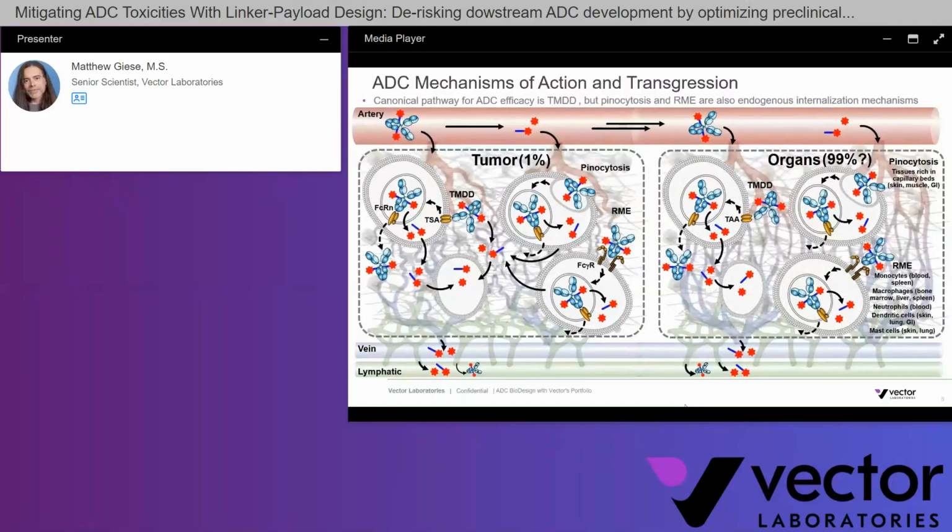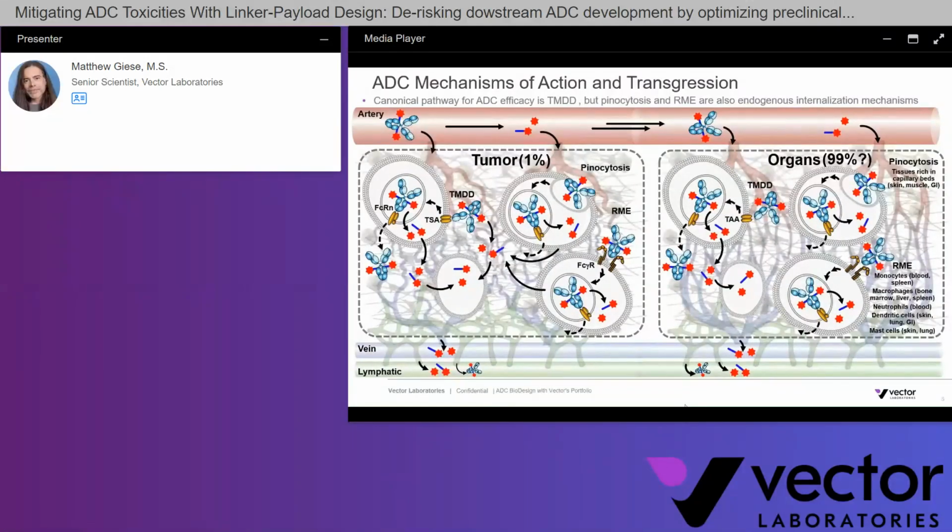And all of these processes have the potential to affect both toxin efficacy depending on where and when they occur. So the goal of ADC design is to get more of it to the tumor and less of it to the other organs. And this is kind of a tug of war between TMDD and these other undesired non-targeted processes. So I'm not sure this is exactly a zero-sum game, but reducing the amount of the conjugate that is consumed by these other processes makes more available to the tumor and vice versa.